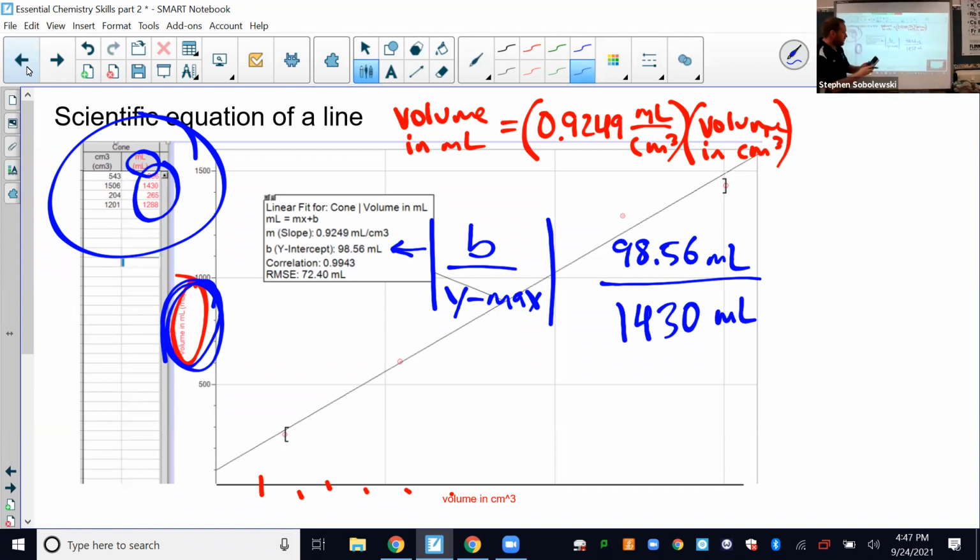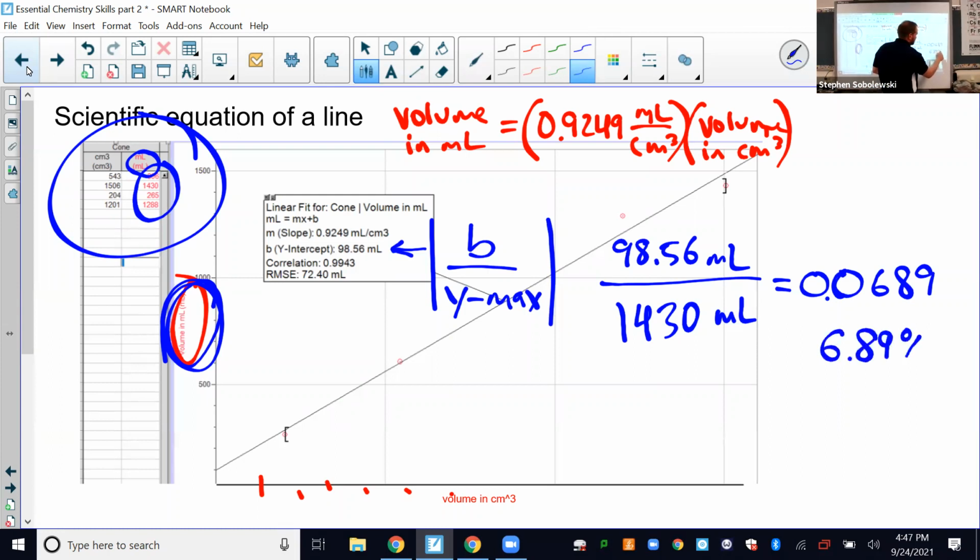Okay, so 98.56 divided by 1430 gives me 0.0689. I'm going with 3 sig figs there because of the 1430. I multiply this by 100, and that gives me 6.89%.